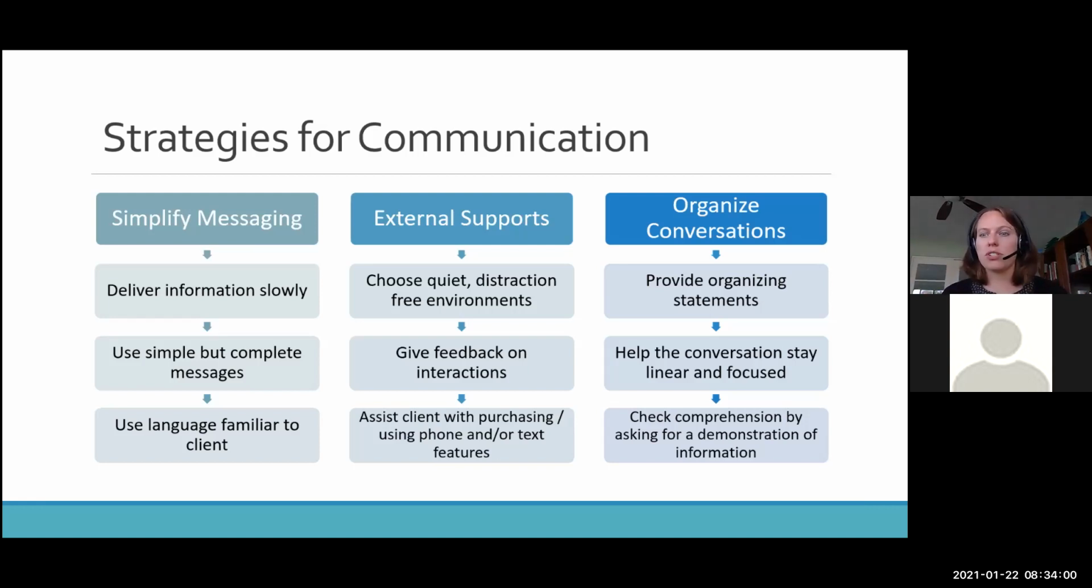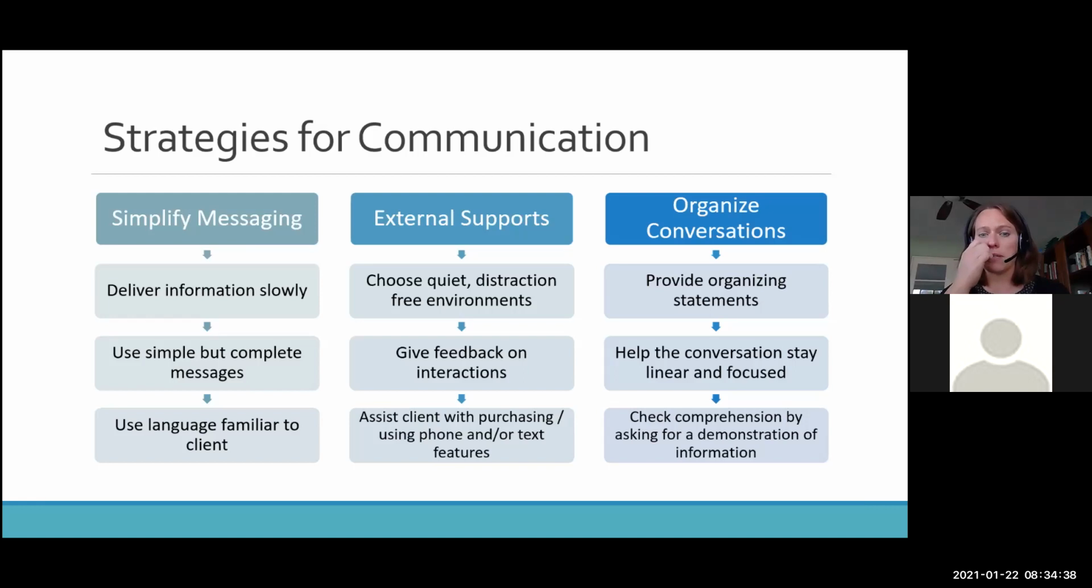Also helping the person just with communication in general: do they have a phone? Do they know how to use it? Can they make a call? Can they use text features to help them communicate and engage with their support systems? And then helping to organize conversations, providing organizing statements for the client, and helping the conversation stay linear. If someone is tangential, it can be really easy to start here and end up way over here. Sometimes it starts to feel like your sessions are not productive because you're jumping all over the place. So as the provider, help the person stay focused and on track.